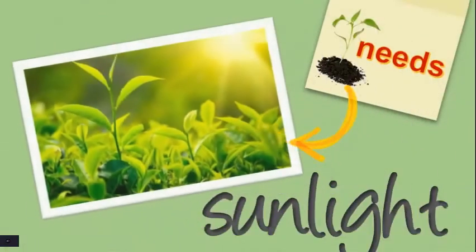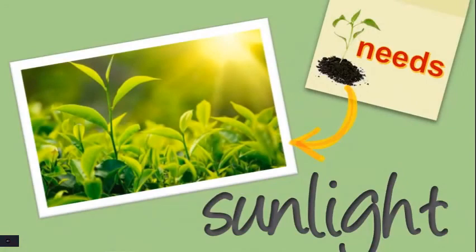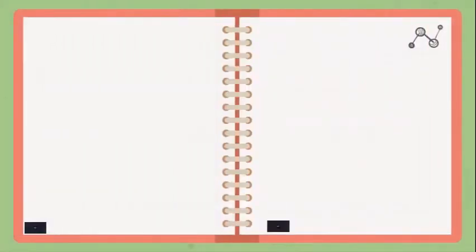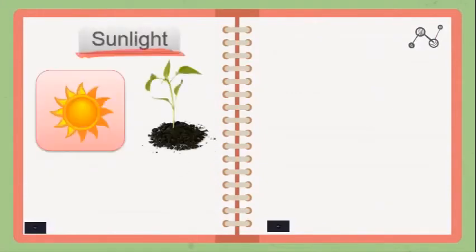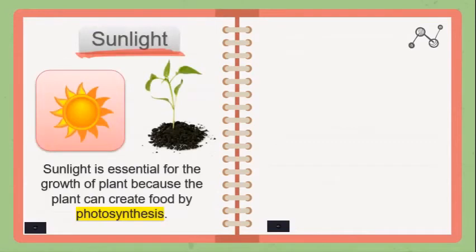Sunlight. A plant needs sunlight. Sunlight is essential for the growth of plants because the plant can create food by photosynthesis. Here, our highlighted word is photosynthesis.